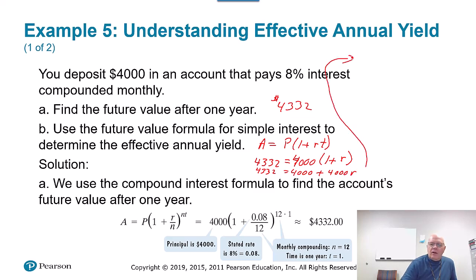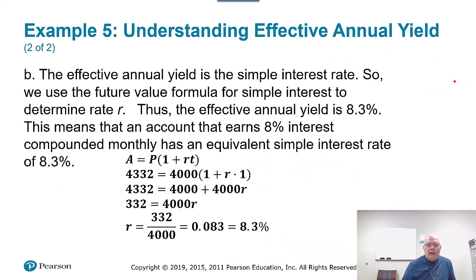Moving back up here, we've got subtracting 4,000 from both sides. You get 332 equals 4,000 R. So divide both sides by 4,000. R equals 332 over 4,000. Convert that to a decimal and then to a percent. And you get about 8.3%.